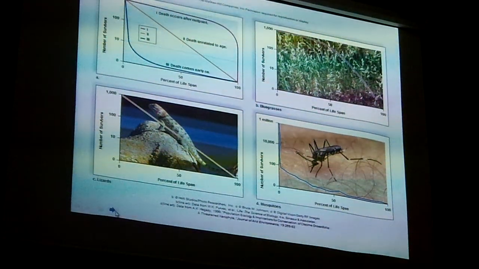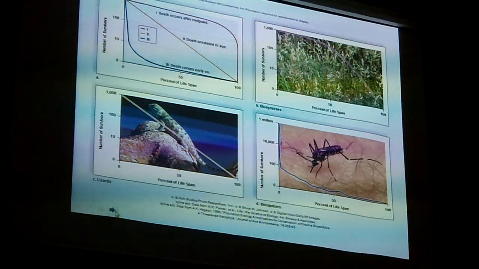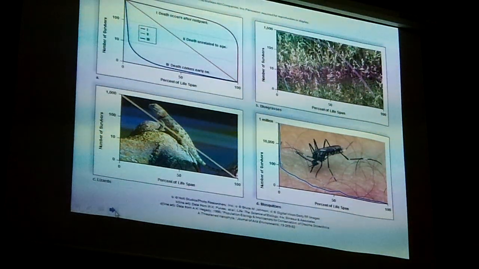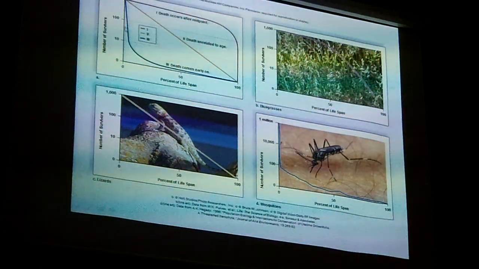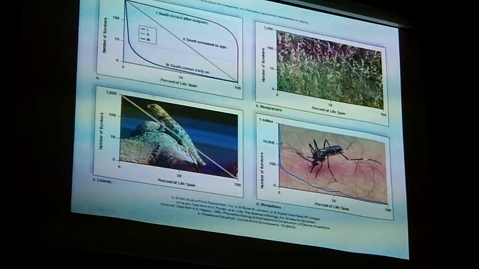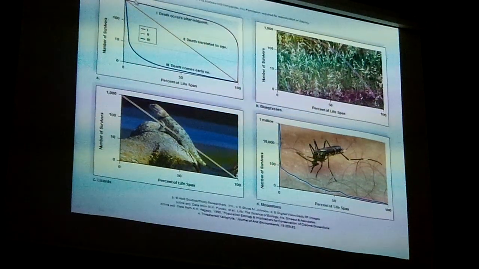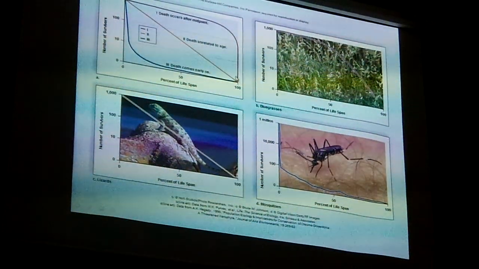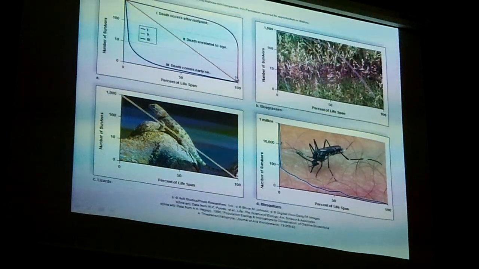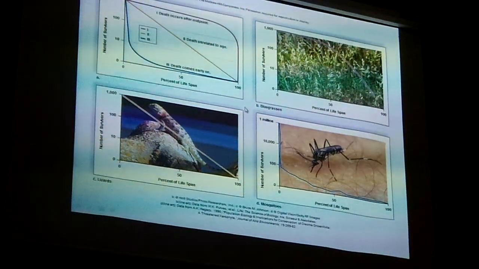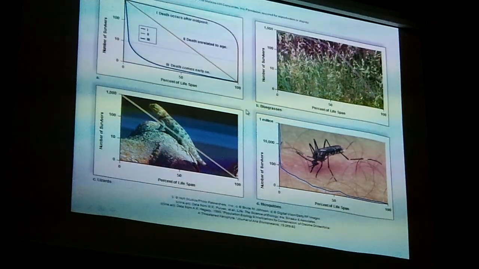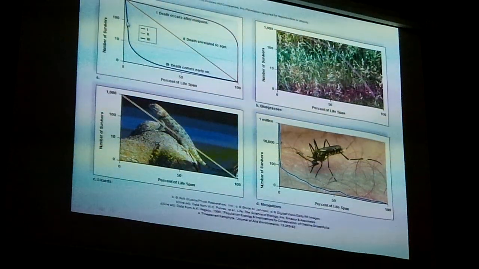So what would you guess whales would be like? Type 1, type 2, or type 3? Type 1. Probably whales are more like type 1, more like humans. What would you guess roaches would be? Probably type 3, yeah.